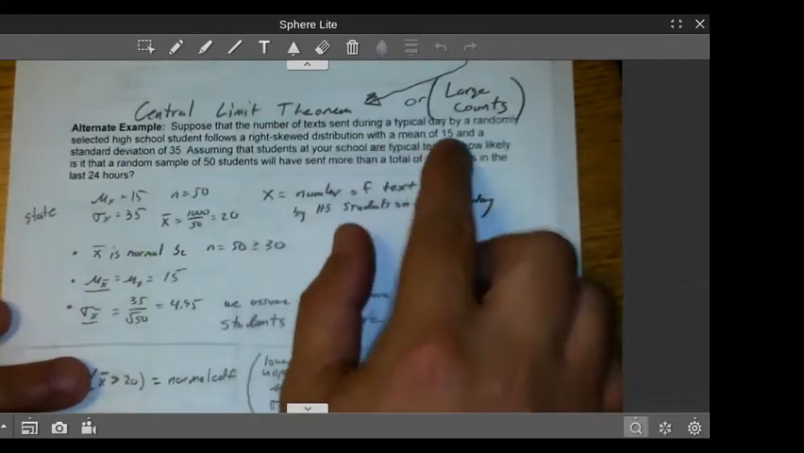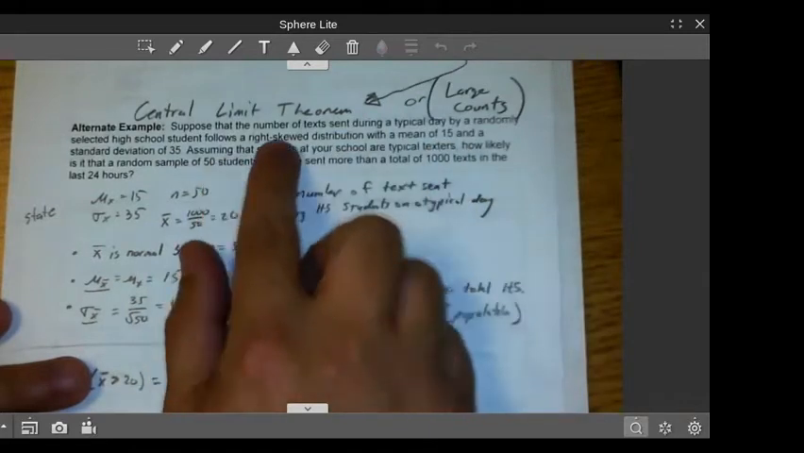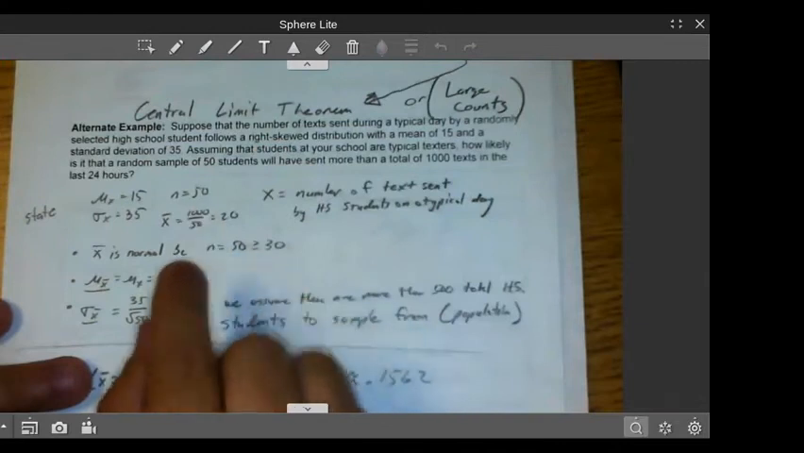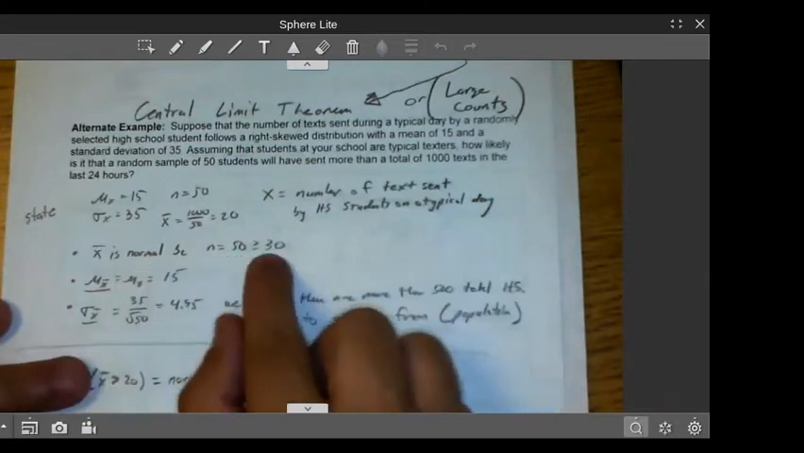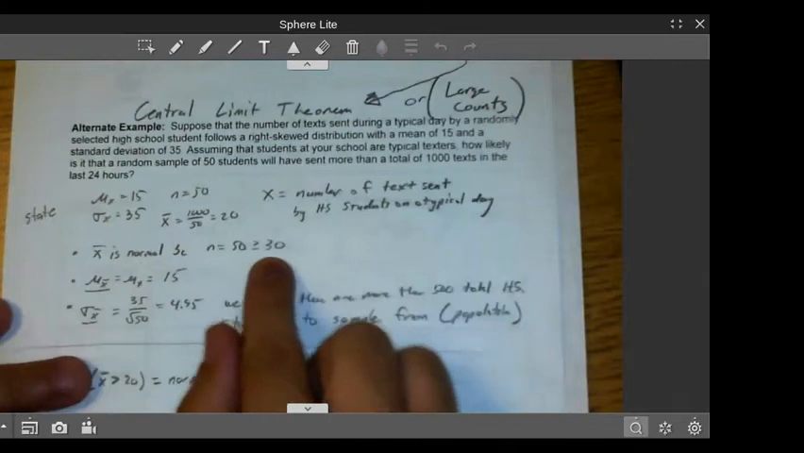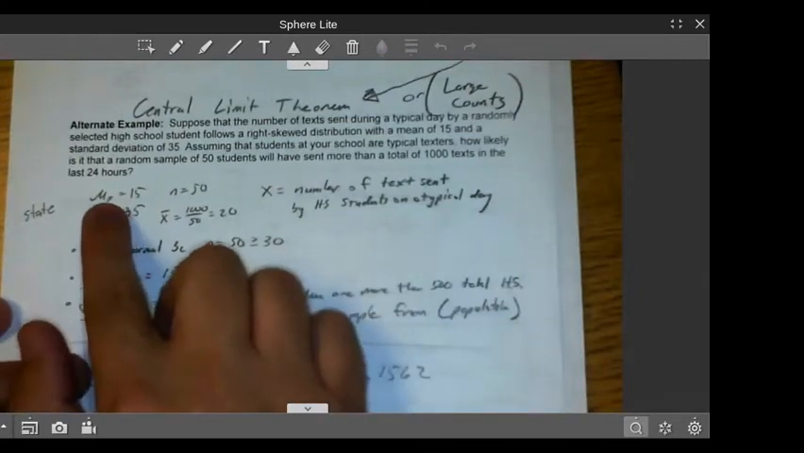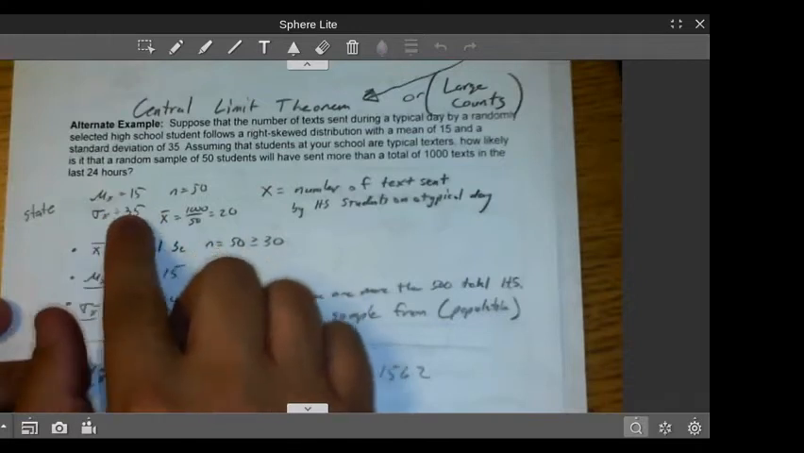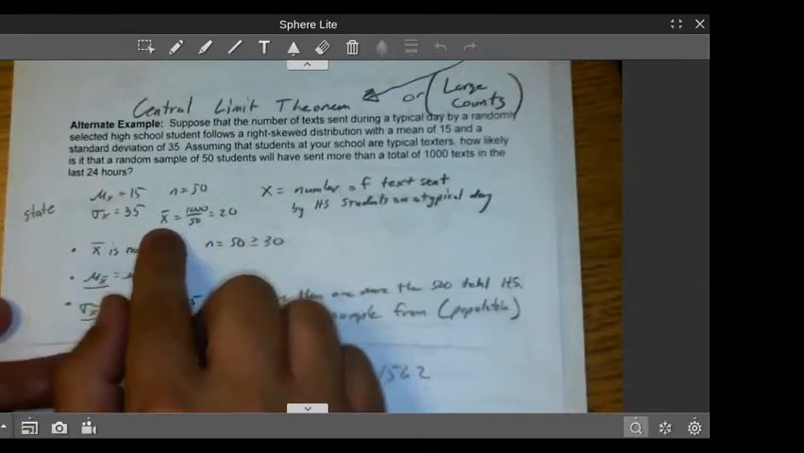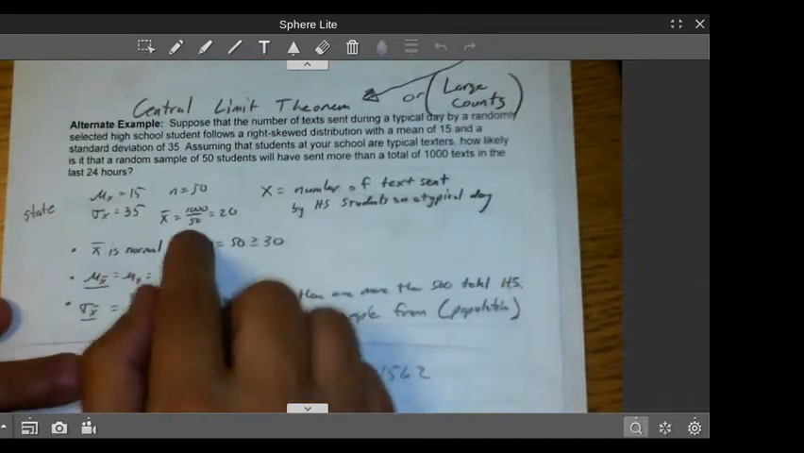Now, this was per student. Also, I do like to point out, it says it's right skewed. But since our sample size was at least 50, then X bar will be normal. The distribution of X bar will be normal. All right, mu of X is 15, sigma X is 35, and then the sample size was 50.